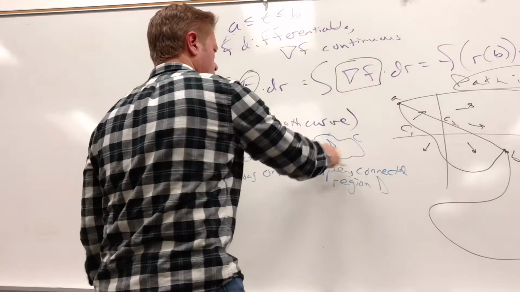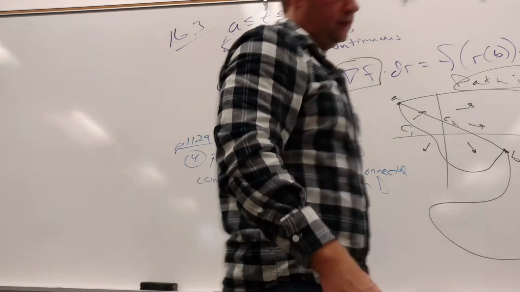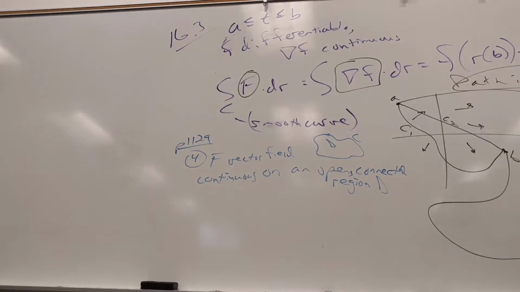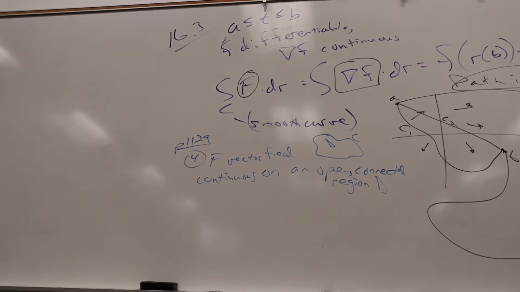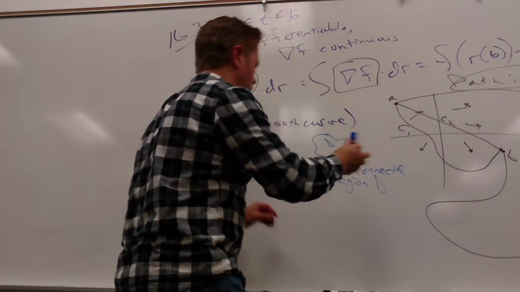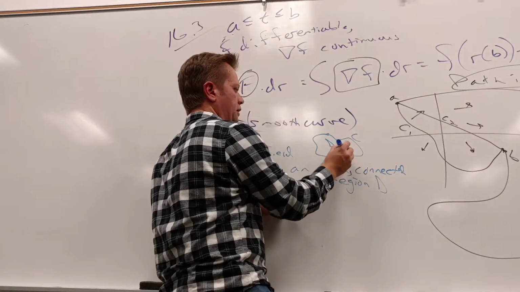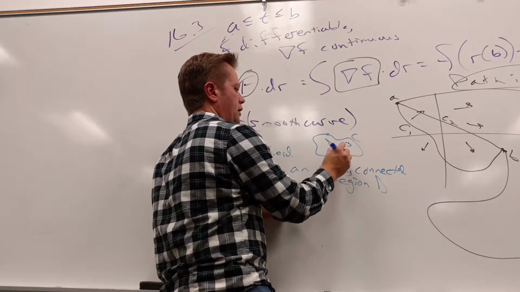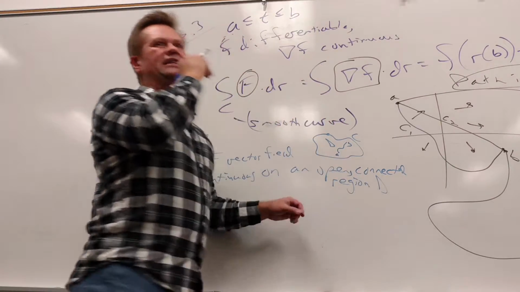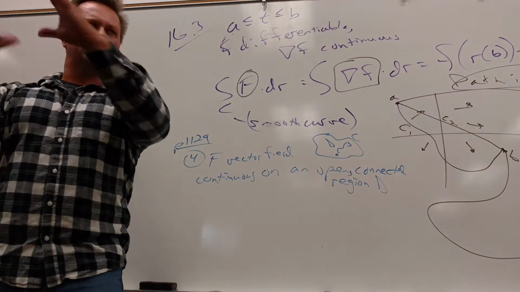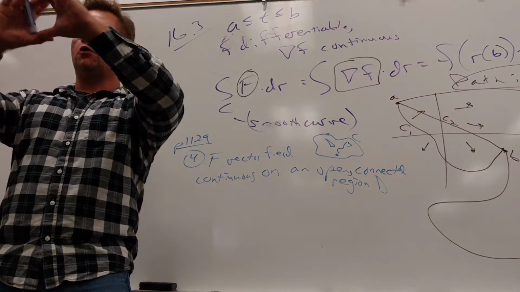Open, connected, region D. Simply connected versus connected. Where'd you go, connected? Oh, okay. Yeah, that's what I said, and then I drew the hole. So any 2 points in D can be connected by a path that stays in D. The simply connected would add the extra thing where it can't have any holes in it.